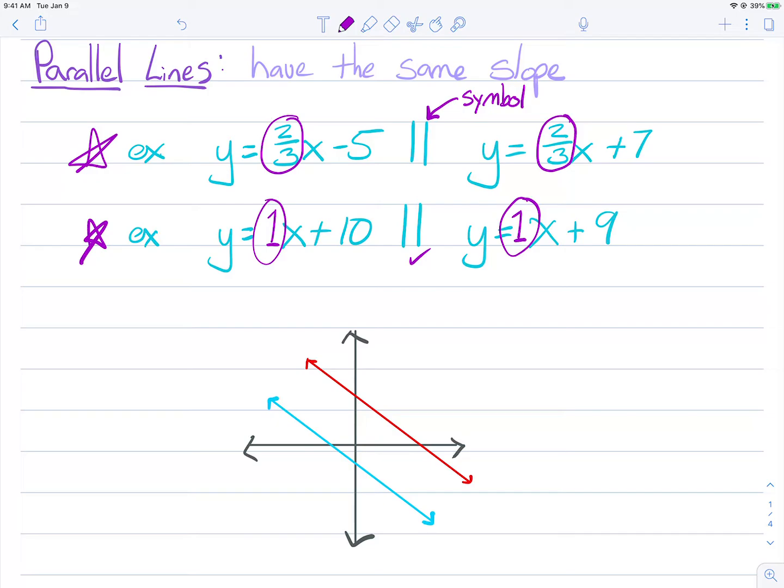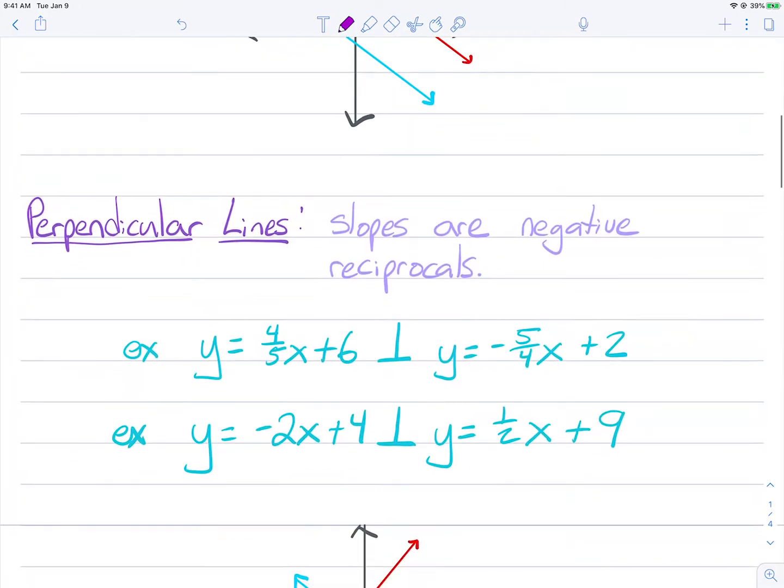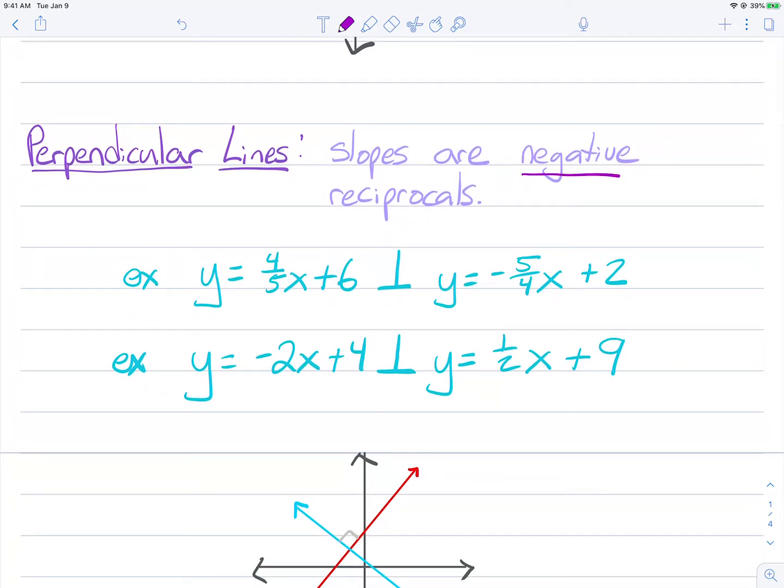never cross. Now for perpendicular lines, the slopes are negative reciprocals, which means that one of the slopes is positive and the other one is negative. One's going uphill, one's going downhill. And they're reciprocals. So remember, a reciprocal is when you take the numerator and denominator of a fraction and you flip its position. So for instance, on this first one, our slopes are 4/5 and -5/4.